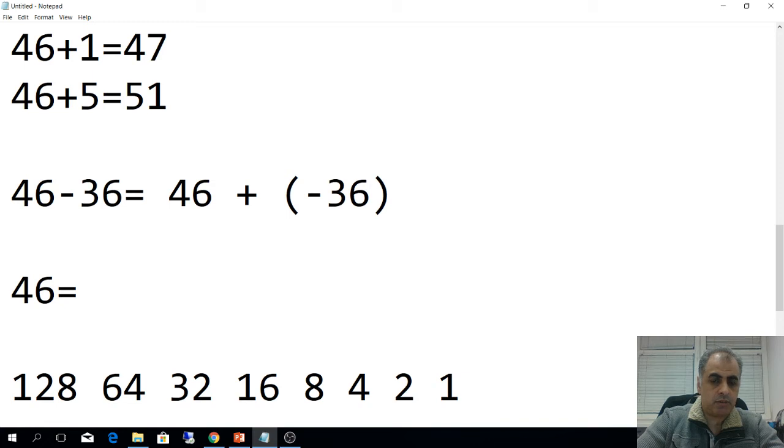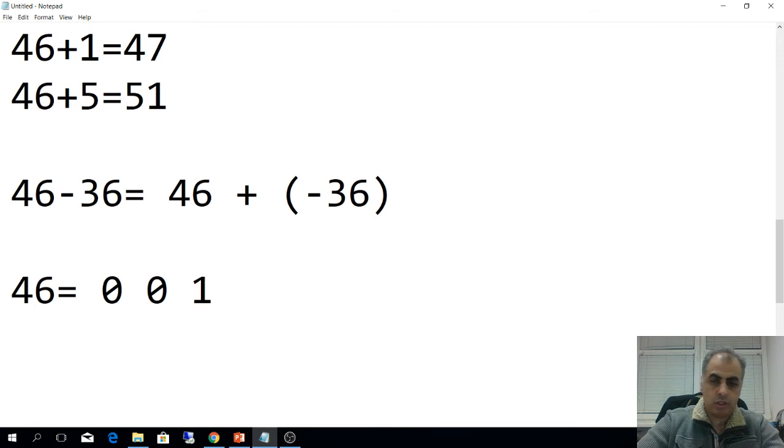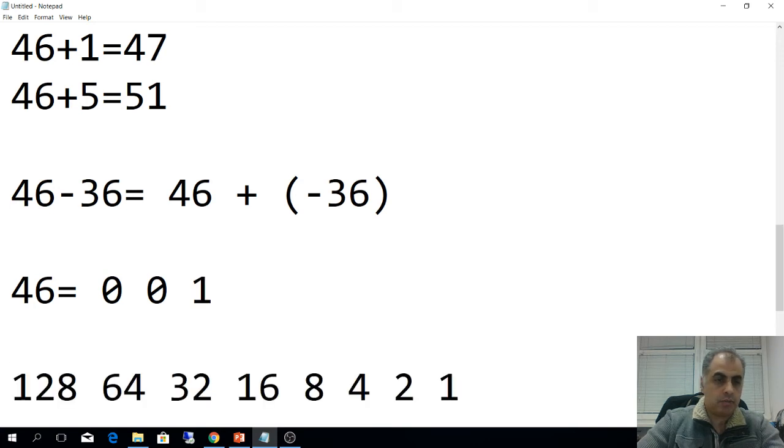Now how were we doing? As you remember, from 46, do we get any 128? No, it's 0. Do we get any 64 from 46? No, it is 0. Do we get any 32? Yes. When we put 1 32, the remainder is 14. From 14, can we put any 16? No. From 14, can we put any 8? Yes, 1 8. When we put 1 8, remainder is 6.